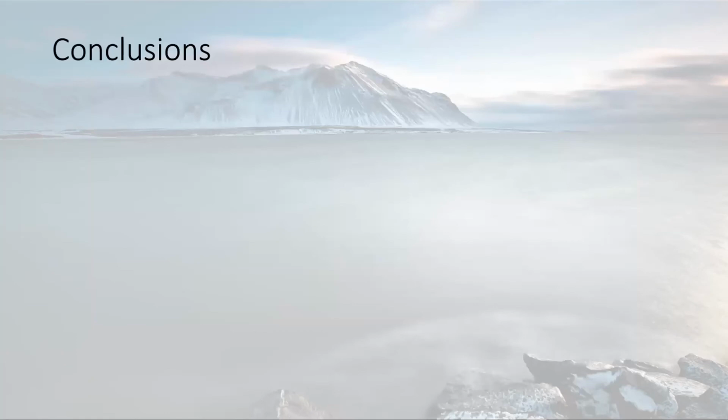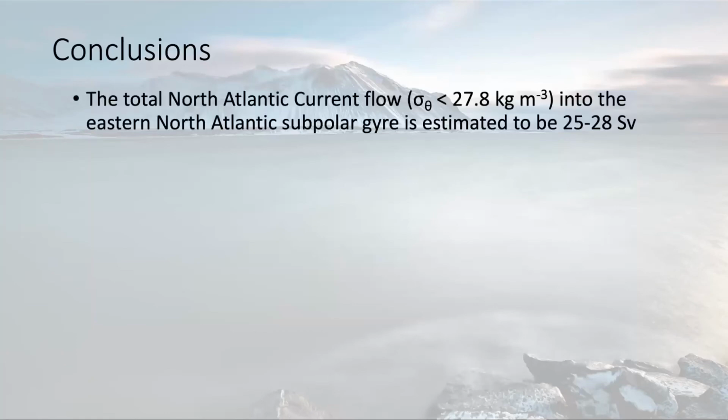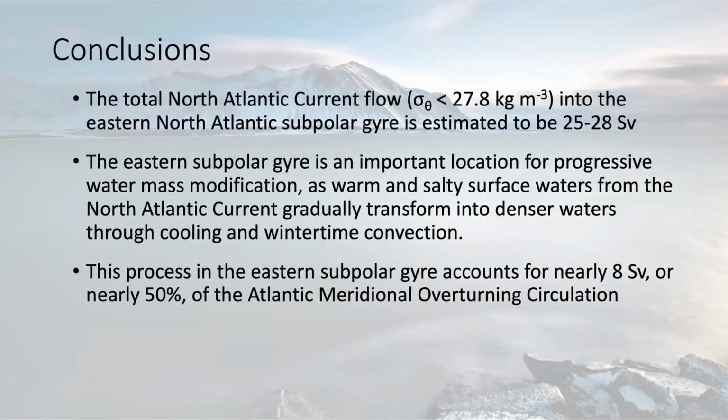So that's the final part to my PhD work and just what I wanted to present today. So my conclusions are that the total North Atlantic current flow that's lighter than 27.8 flowing into the eastern North Atlantic subpolar, to the east of the Reykjanes Ridge, is nearly 30 sphere drips, 25 to 28 sphere drips.